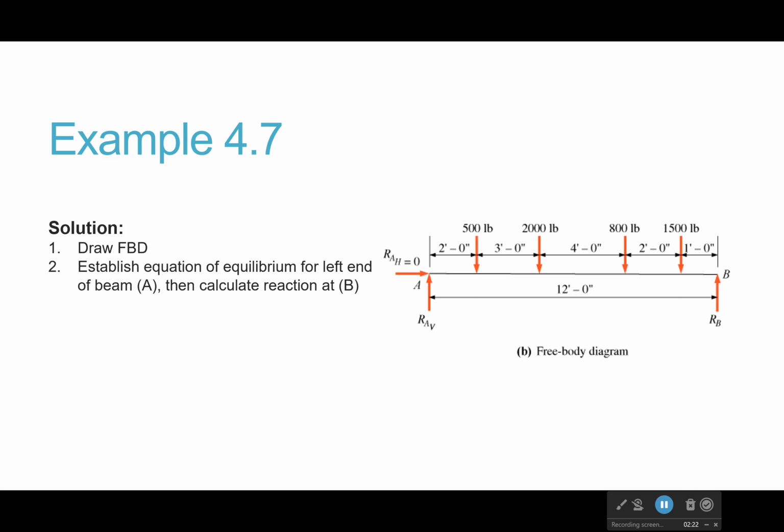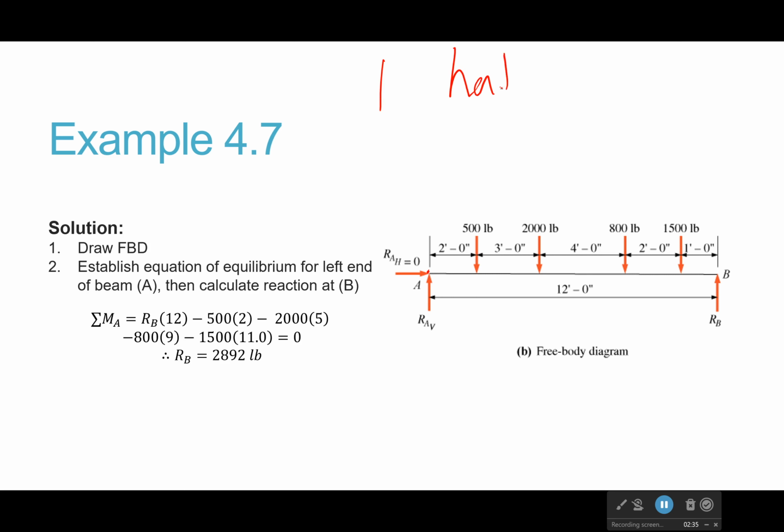Now we're going to establish equations of equilibrium for the left end of the beam. So I'm taking the sum of the moments around point A. Now, why am I doing it around point A? There's lots of points I could have done it around, but the big thing is this. I hate algebra. Say it with me. We hate algebra. So let's avoid algebra. And you know how you avoid algebra? You get rid of as many unknowns as possible, so hopefully you only have one unknown.